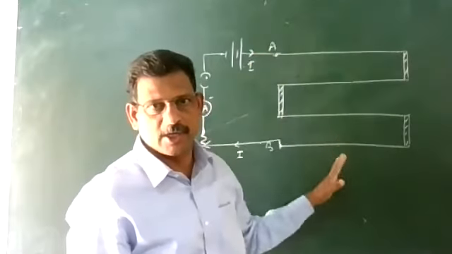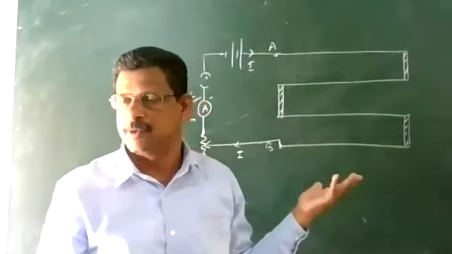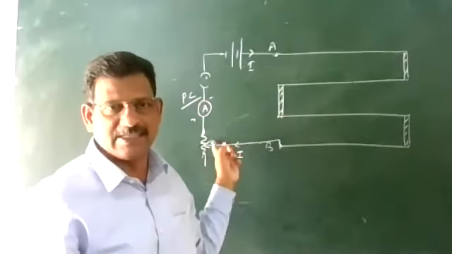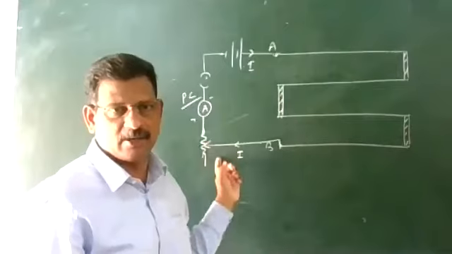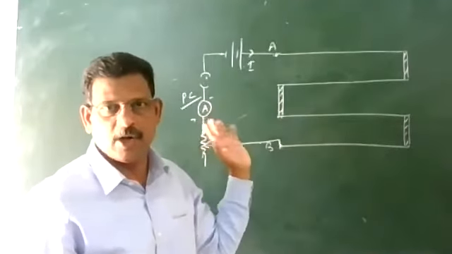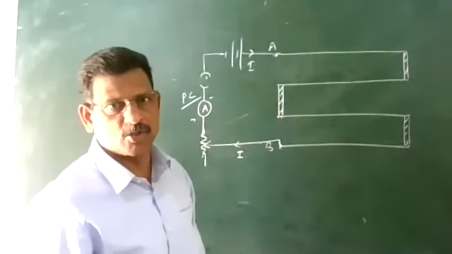You have the potentiometer wire connected between 2 points A and B, of any length. This circuit is connected there. You can change the current in the circuit by adjusting your switch. So the current is there. What is the principle behind the potentiometer? Very, very important.